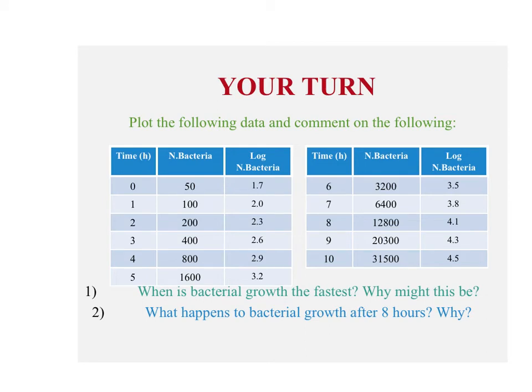So have a go at this. As you can see, we have got time in hours, number of bacteria, and the log number of bacteria. And even looking at this graph, you can see that 50 is equal to log 1.7, whereas 31,500 is equal to log 4.5. So you can see now already that the values of bacteria is much easier to plot as the log values, just because they're smaller, they look more regular. So have a go at plotting the data and answer those two questions at the bottom. When is bacterial growth the fastest and why? And what happens to bacterial growth after 8 hours and why?